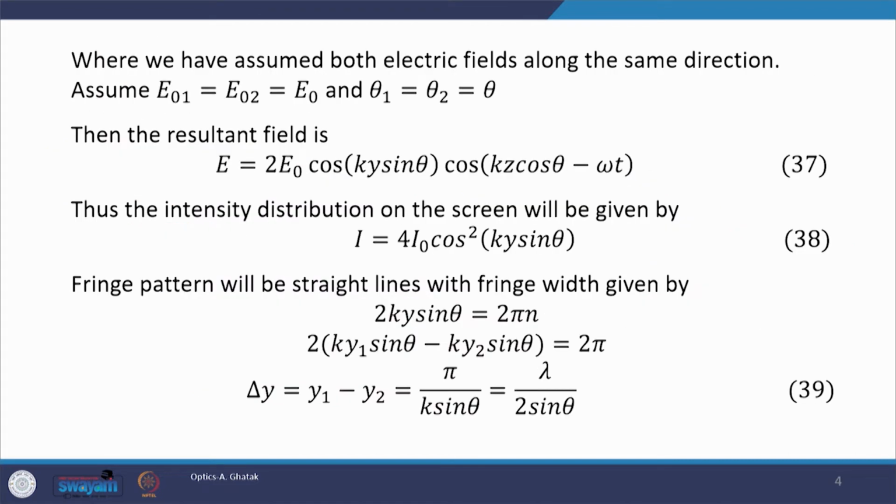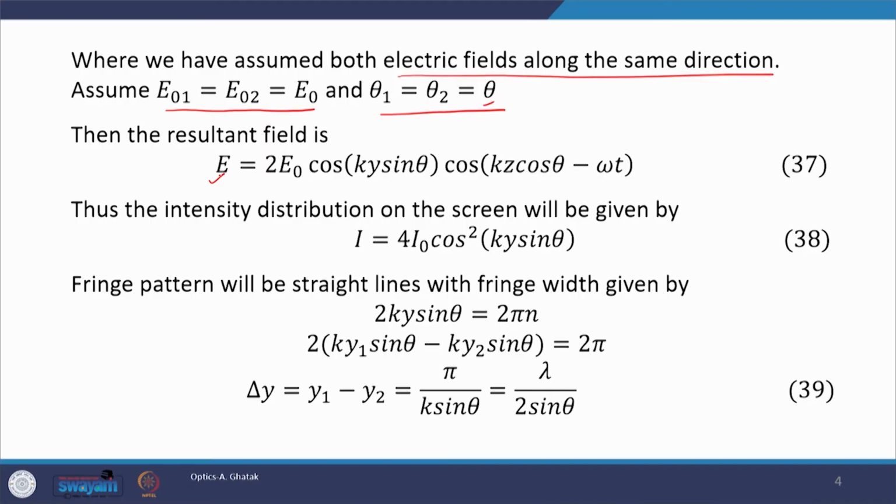Okay. But before that, let us simplify our problem. For this simplification we assume that the field magnitudes of the two waves are the same, equal to E naught, and the angles of inclination theta 1 and theta 2 are also the same, and we assume both to be equal to theta. We also assume that the electric fields are along the same direction, that is, the state of polarization is the same in both waves. Under these assumptions, our problem becomes very simple, and we can easily calculate the resultant field.